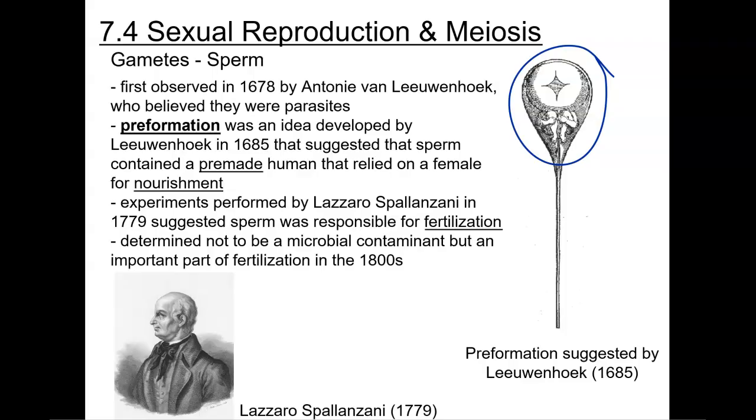And so that is going to be the structure that he suggests there. Experiments performed by Lazzaro Spallanzani in 1779 suggest that the sperm was responsible for fertilization, but he determines that it's not going to be microbial contamination, but an important part of fertilization in the 1800s. So it's not an actual contamination or a parasite, as Leeuwenhoek first thought.